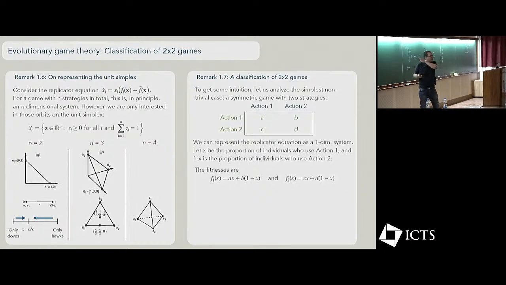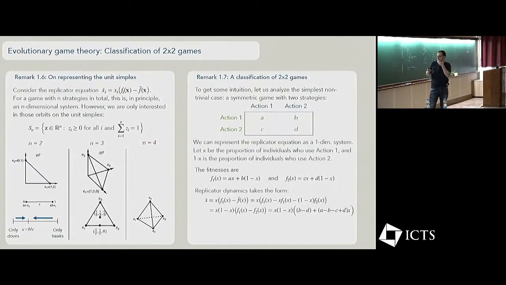So these are our fitness values. We can just plug them into the replicator equation. So we say X dot is X times my fitness minus the average fitness. Then you can do some simplifications. I can plug in what the average fitness is. Well, it's X times my fitness plus 1 minus X times the co-player's fitness. And then you can simplify a few things, and what you get is this expression. It's actually a polynomial of degree 3 in X.